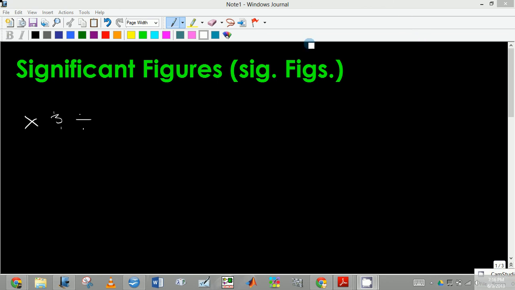I just want to make this short and sweet. Basically, I know people have a lot of difficulties with significant figures, so I just want to group it up into three groups.